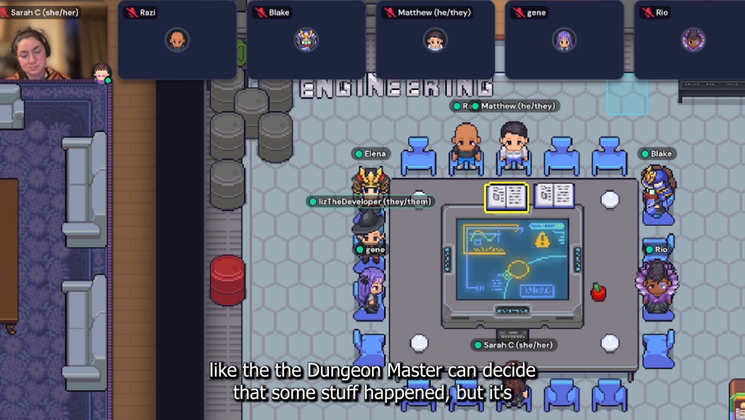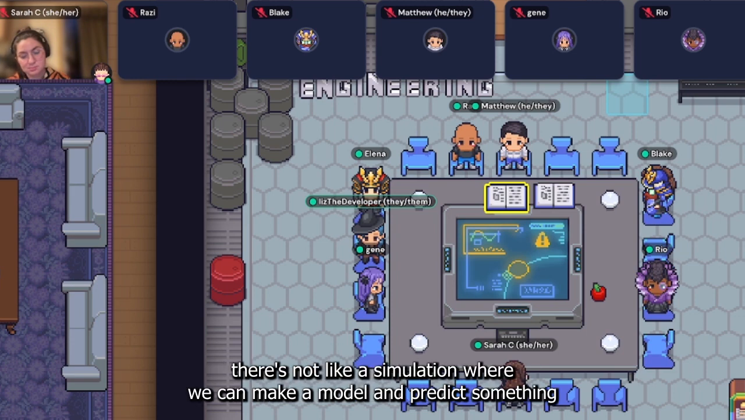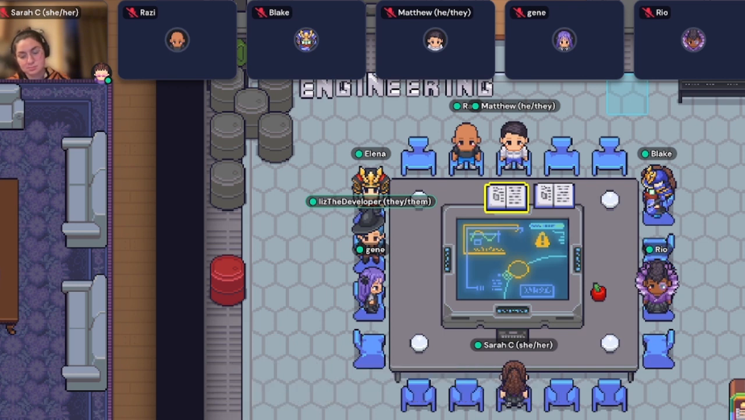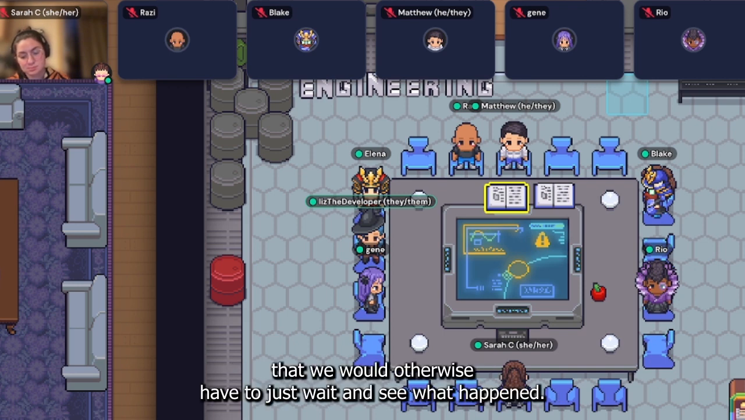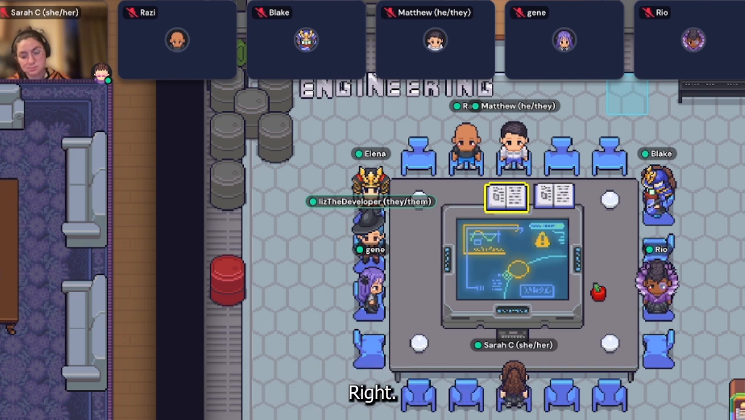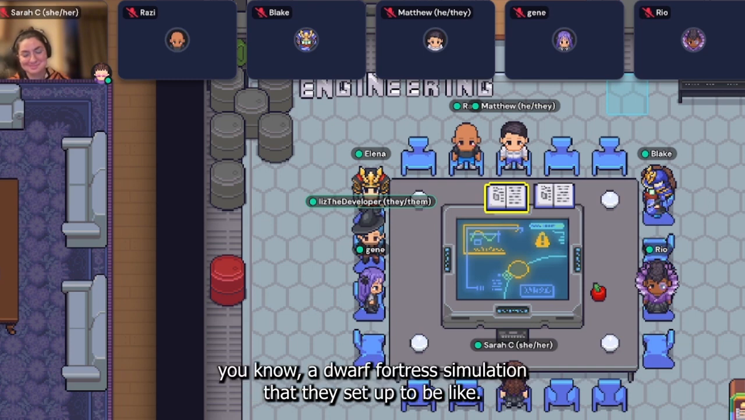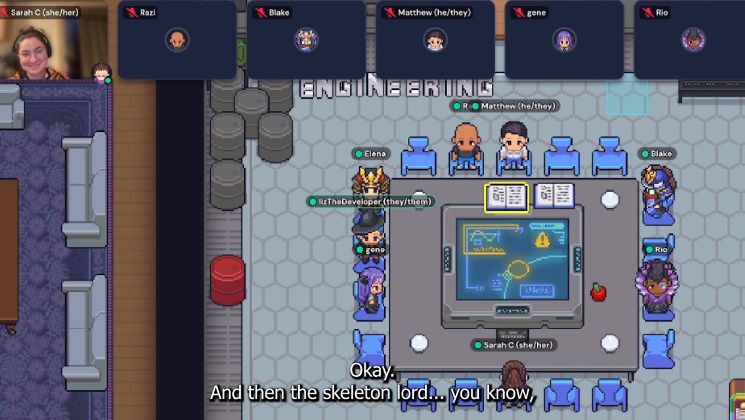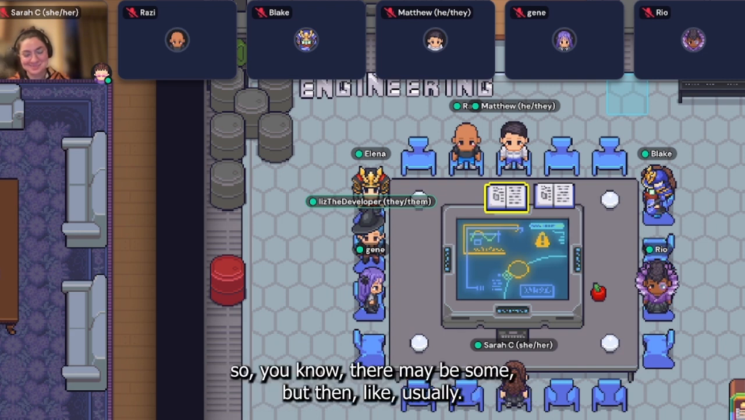Like the dungeon master can decide that some stuff happened, but there's not a simulation where we can make a model and predict something that we would otherwise have to just wait and see what happened, right? There may be a model in that person's head. They may have a Dwarf Fortress simulation that they've set up to be like, okay, and then the skeleton lord, so there may be some, but usually no.